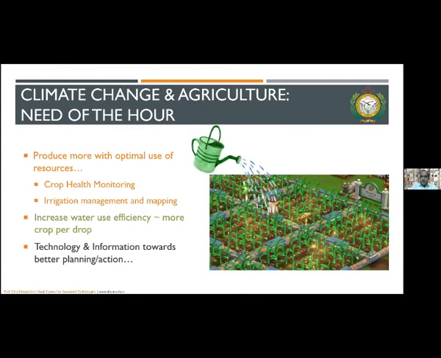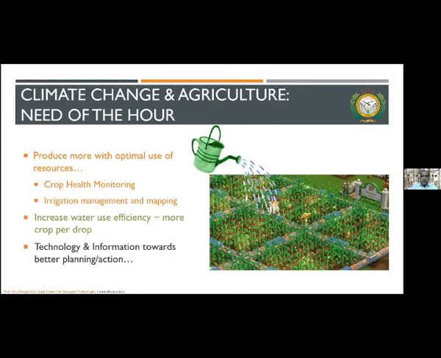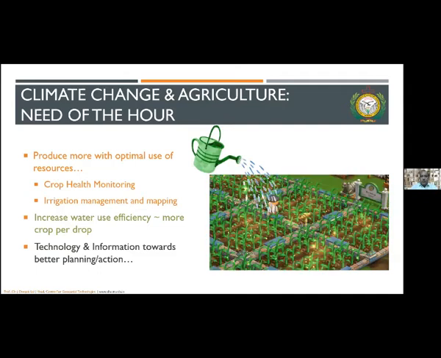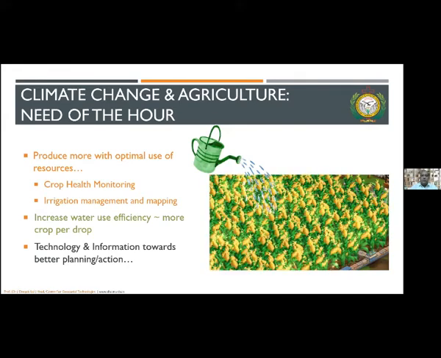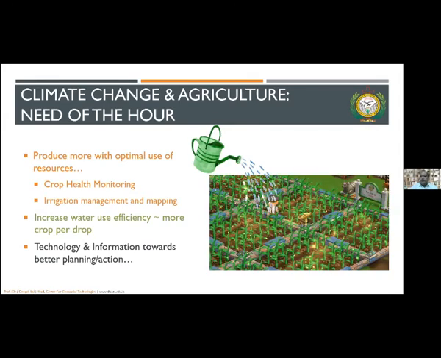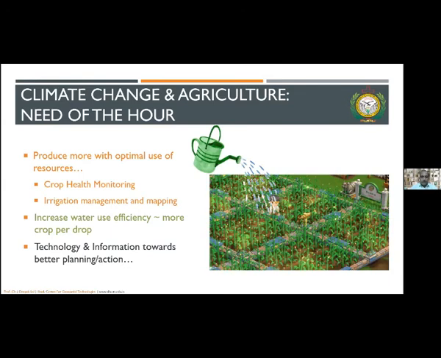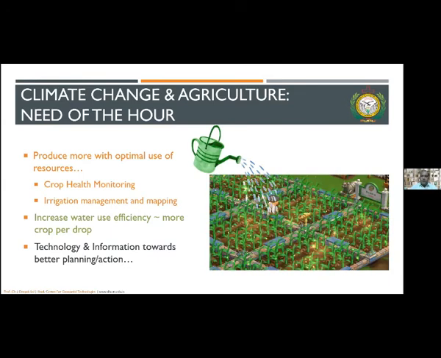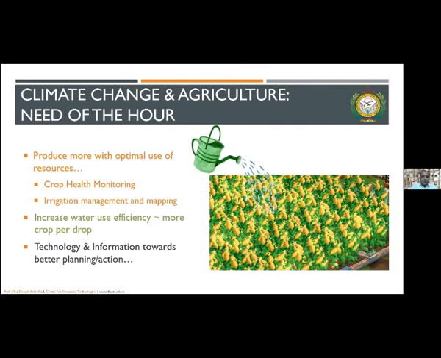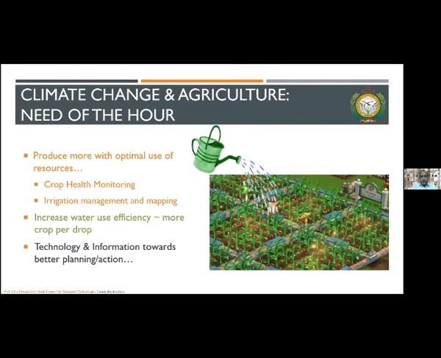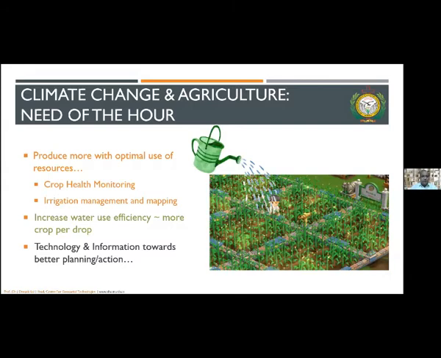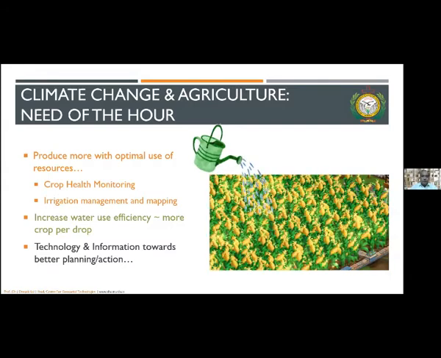What is water use efficiency? Some of you might already know it, but in simple words, it's more crop per drop. I think all the political parties, even our PM, are talking about this term: more crop per drop of water. It's not only water, but any resource, fertilizer or anything. And of course, do these things: crop health monitoring, irrigation management and mapping.